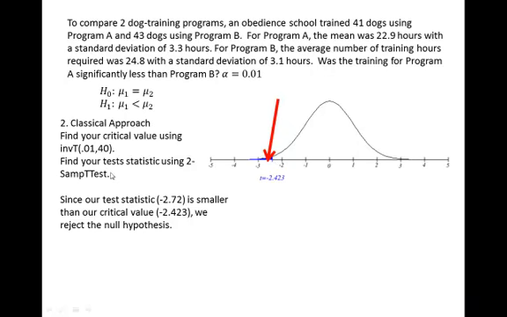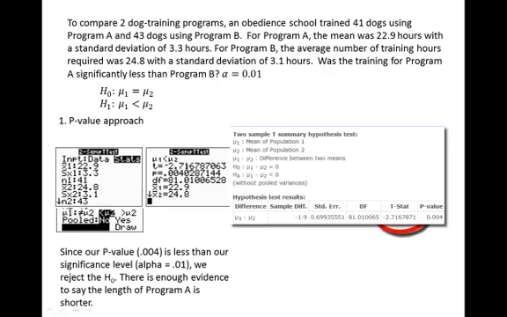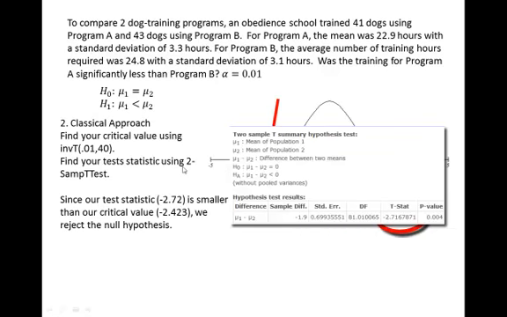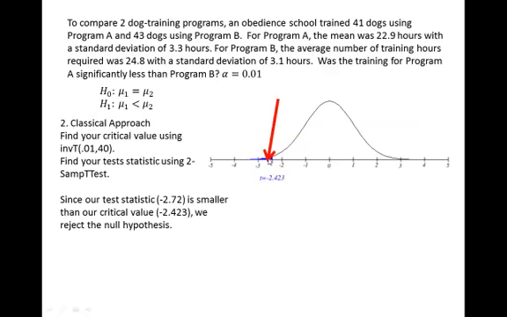When we found our test statistic from the previous screen, our test statistic was negative 2.7. So when we plot that, since it falls within the critical region, the shaded area, we reject the null hypothesis. There is sufficient evidence to say that the mean length of time for program 1 is smaller than the mean length of time for program 2.